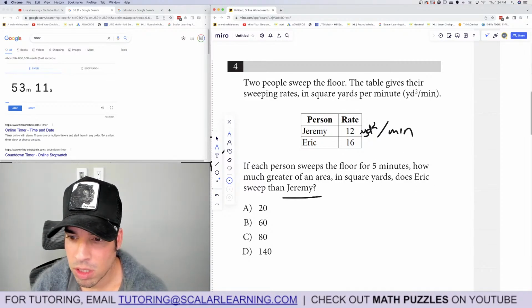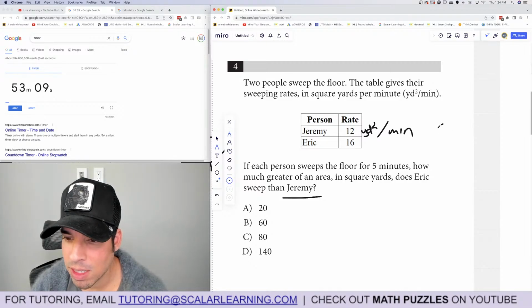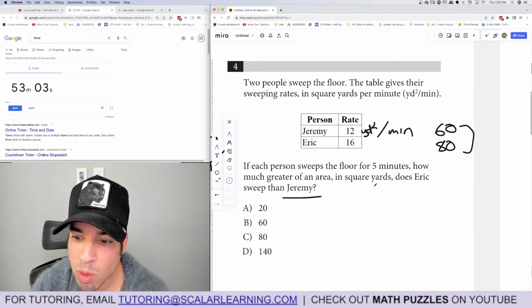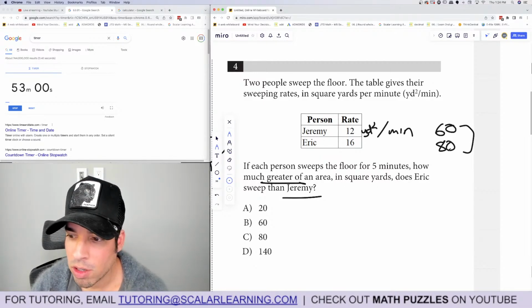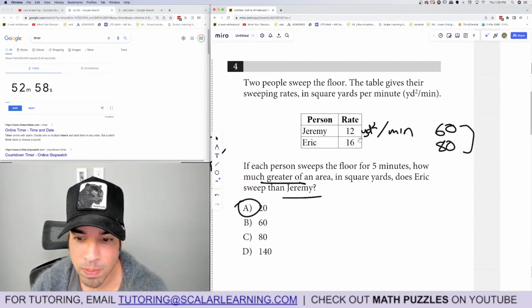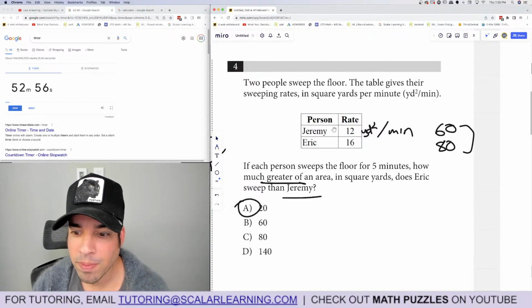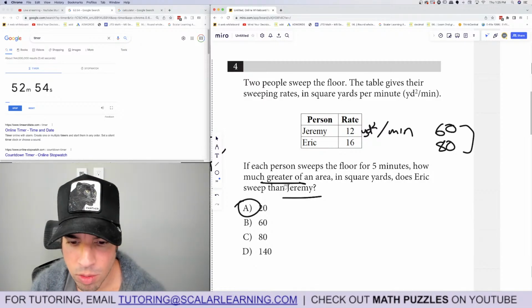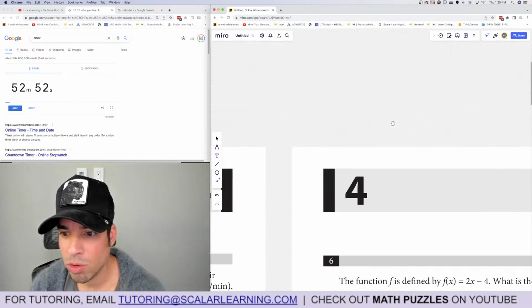sweep than Jeremy? So this is 12 per minute. So in 5 minutes, that's 60. This is 16 per minute. So 5 minutes, that's 5 times 16 is 80. So it's how much greater, and it would be 20 greater. Let's make sure that's right. How much of a greater area in square yards? Yeah, so no conversion there.